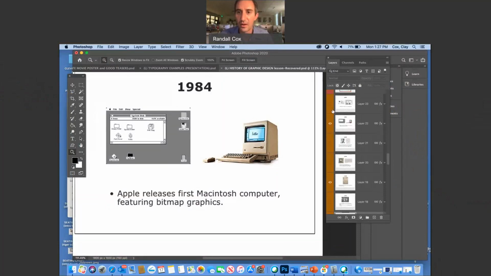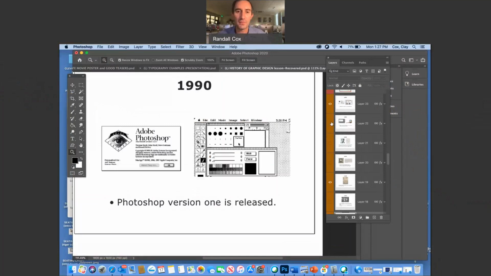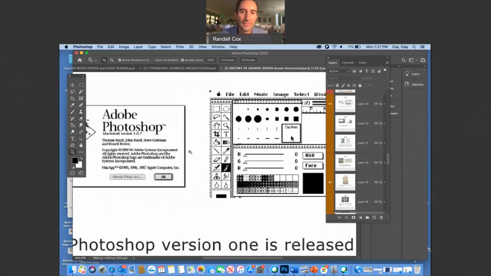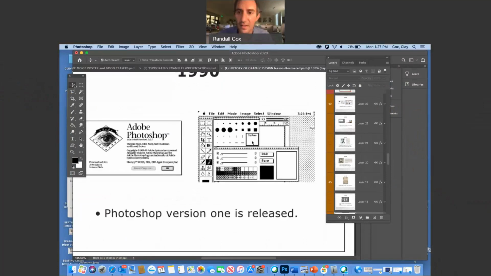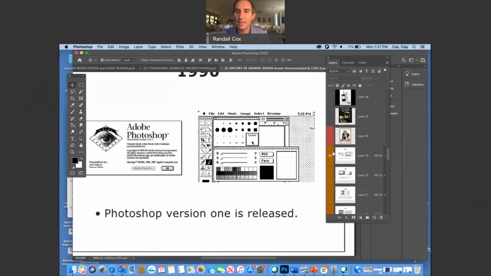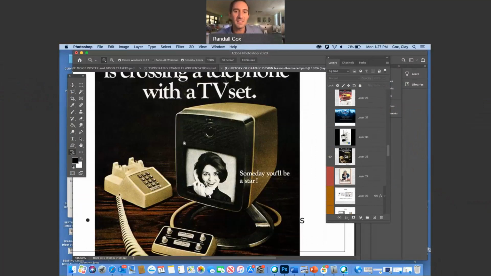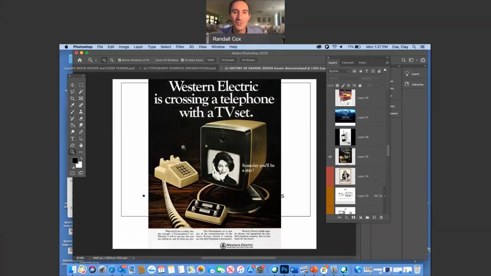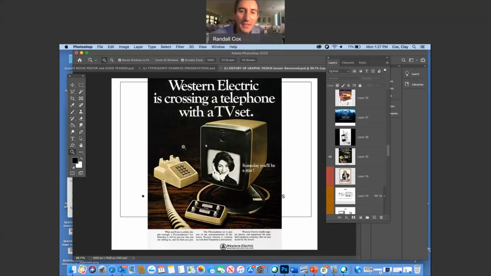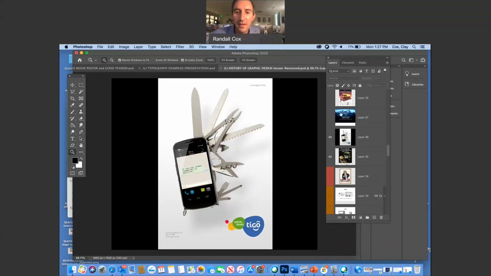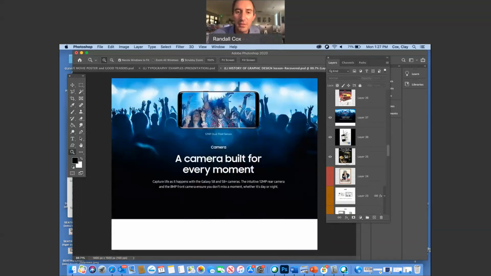Oh, here we go. In 1990, Photoshop was invented. Look at it. Not so great, but better than nothing, I suppose. And then, here's just a few examples. Here's an old phone ad. Look at this from a long time ago. Western Electric is crossing the telephone with a TV set. And then nowadays it's like, hey, your phone can do anything. They're very classy looking. Look how good these pictures are. Phones are not primarily for talking anymore necessarily, right?